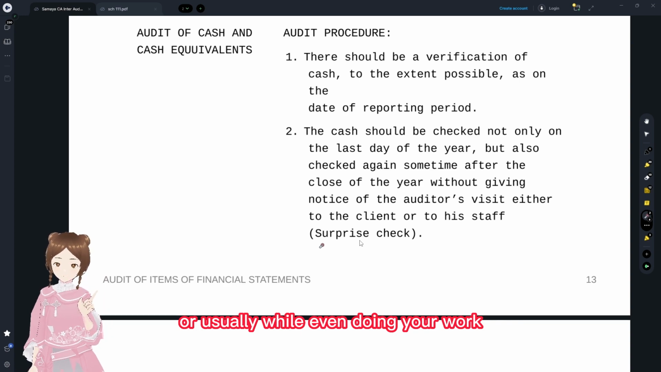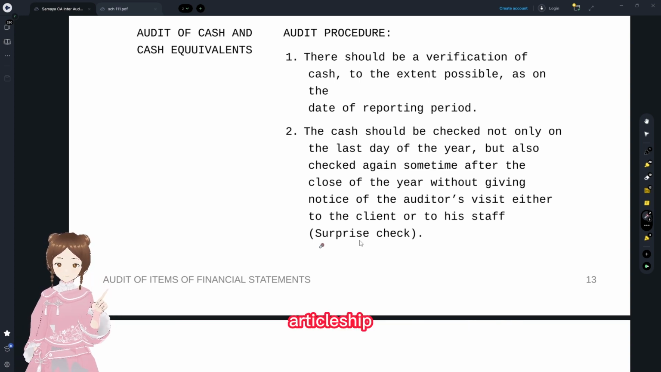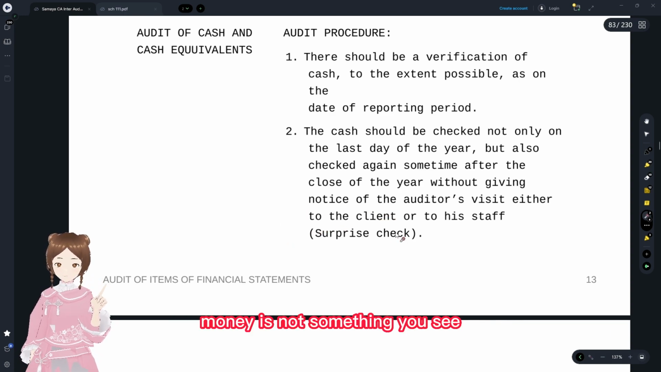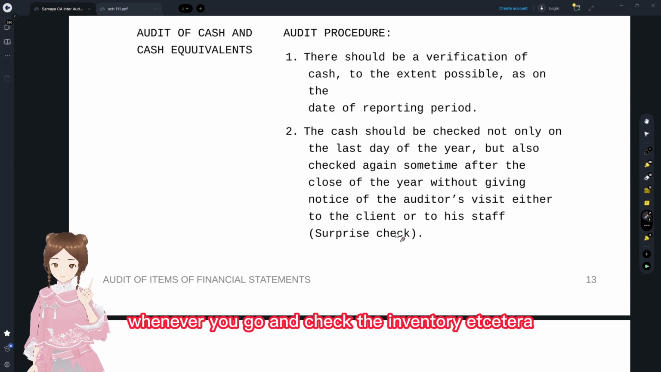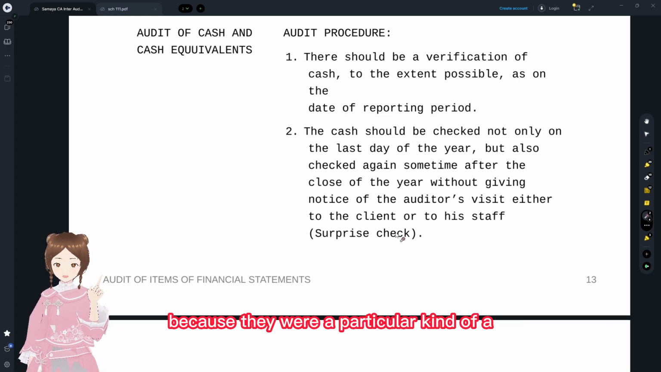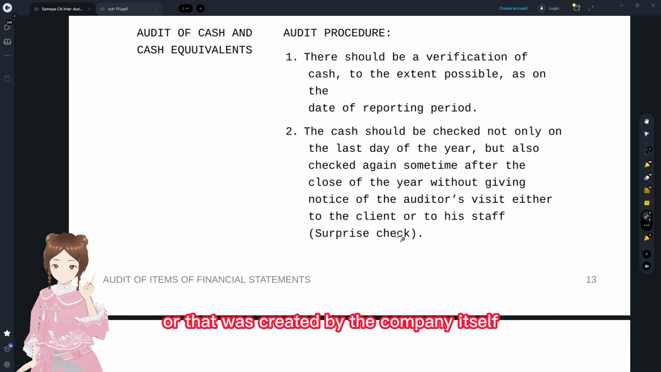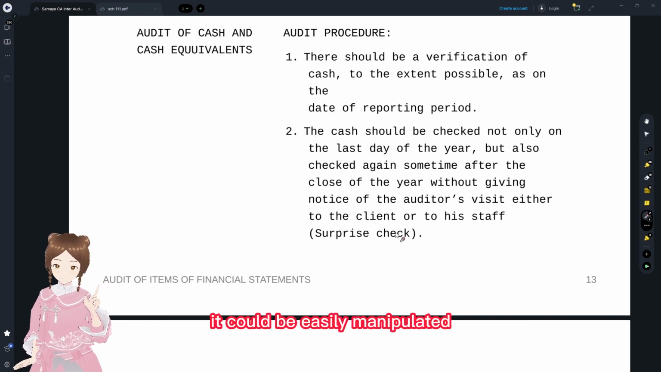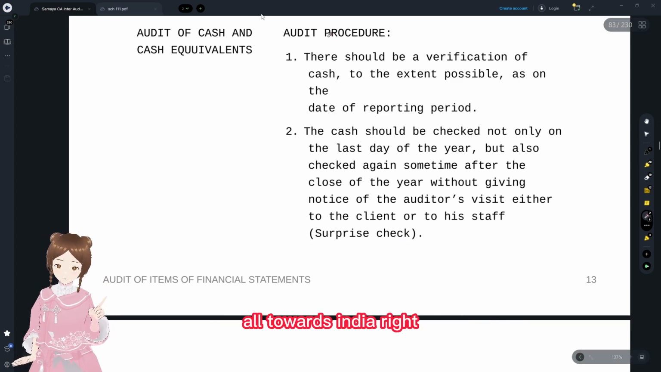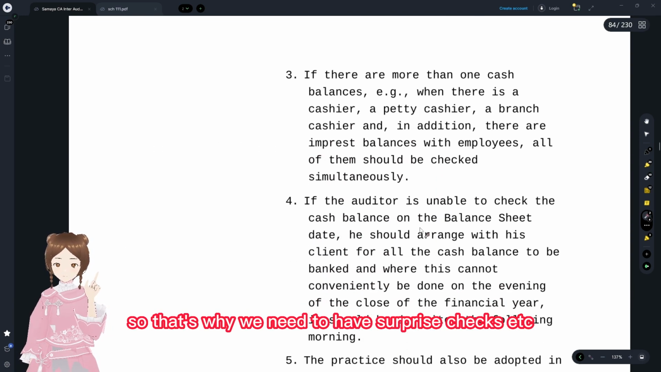Usually even while doing your articleship, we have some surprise checks. Because money is not something, you see, whenever you go and check the inventory, it is not something that anybody could adjust, because there is a particular kind of stock that was created by the company itself. But cash is different. It could be easily manipulated because currency notes are currency notes everywhere, all over India. So that's why we need to have surprise checks.